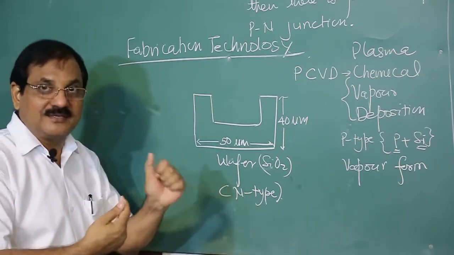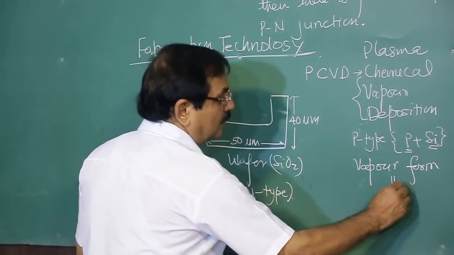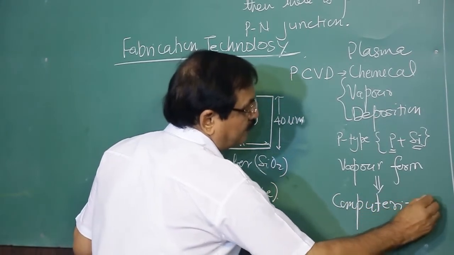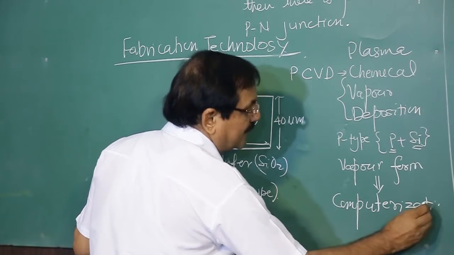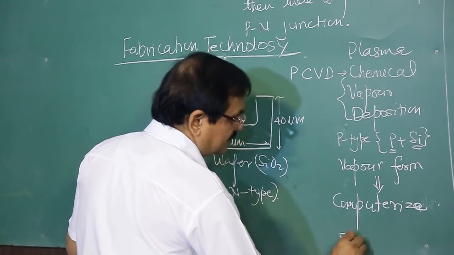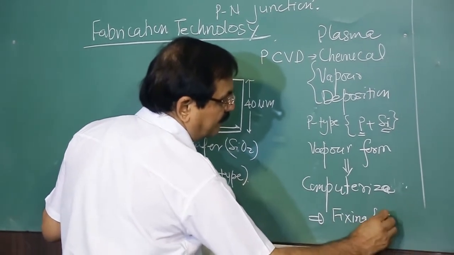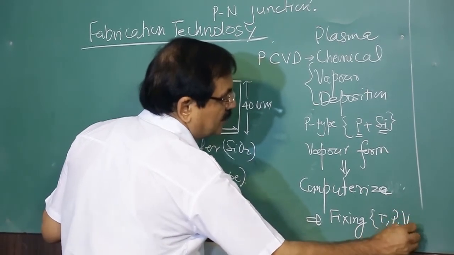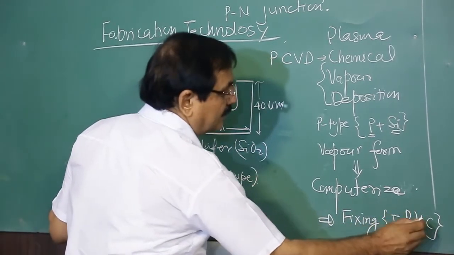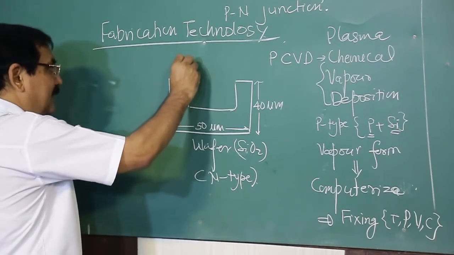So the rate is fast. This whole thing is a computerized process, in which temperature, pressure, composition, etc. are fixed. All these parameters are fixed by the automatic computer machine. So what will happen?